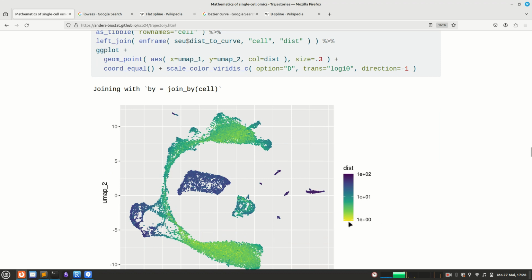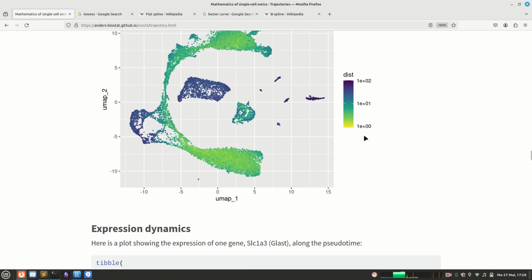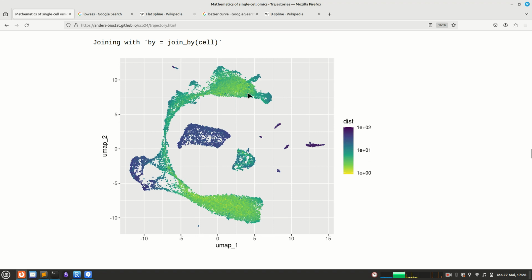And you see here the distance to the curve goes from nowhere really 0. We have no point that really lies on the curve, but some of them are only 1 unit away and some are 100 units away. So I made this a logarithmic distance scale. And then you can see the curve really runs around the yellow stuff.